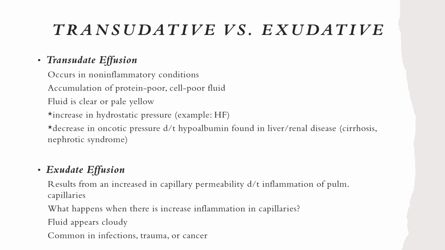Okay. And then we move on to exudative effusions. So this one is resulting from an increase in capillary permeability, and this is due to inflammation. So transudative is non-inflammatory, exudative is from an inflammatory issue, okay? Inflammation of the pulmonary capillaries. What happens when there's an increase in inflammation in their capillaries?